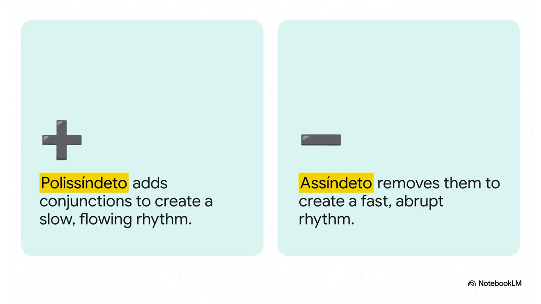So let's lock this in. Polysyndeton adds connectors to slow things down and build weight. Asyndeton removes them to create a fast, almost breathless pace. Isn't that wild? A tiny decision about whether or not to use the word and can completely change the entire feeling of a sentence.